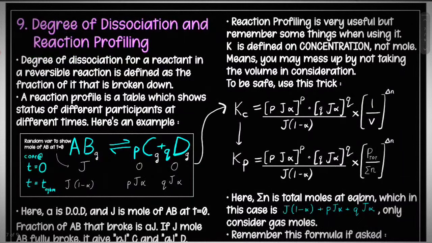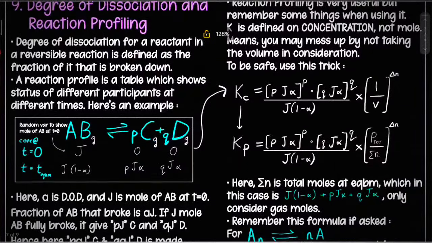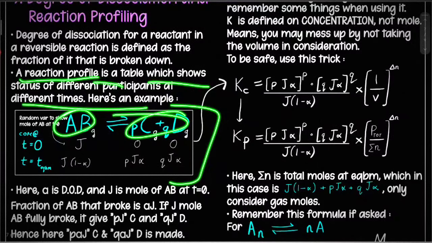What is degree of dissociation? Degree of dissociation is always defined for reactants. In a reversible reaction, it is the fraction of the reactant that is broken down. Let's go into more depth. A reaction profile is a table like this, which shows the status of different participants at different times.